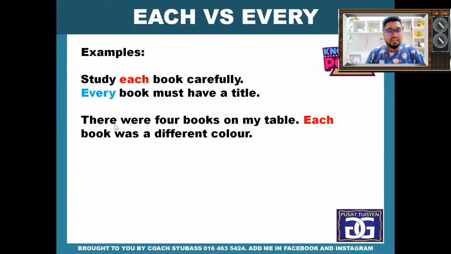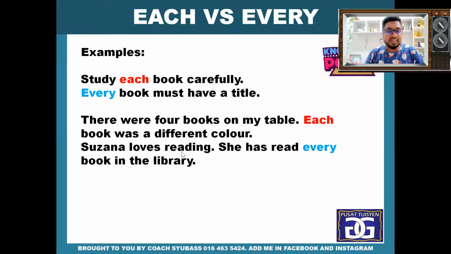Next example. There were 4 books on my table. Belum lagi contoh kita. Disebabkan saya guna 4 di sini, saya tambah S. There were 4 books on my table. Each book was a different color. Kuantiti yang kecil. Setiap buku warna tak sama. Itu maksud saya. Ayat seterusnya. Susanna loves reading. She has read every book in the library. Yang ni, every book, each book. Bezanya 4 book saja kita guna each book. Yang ni, every book in the library. Banyak tu. So whenever you are referring to something which is in a large quantity, then you use every.